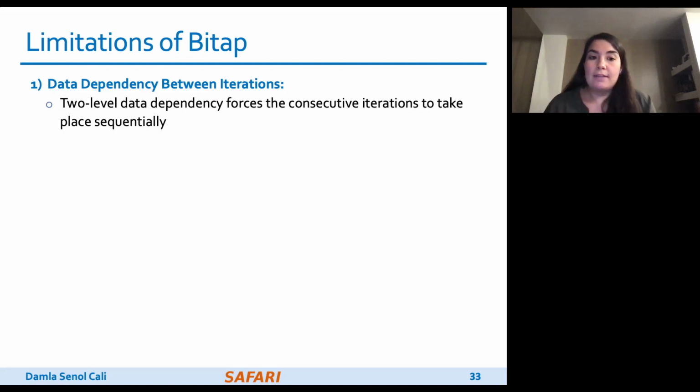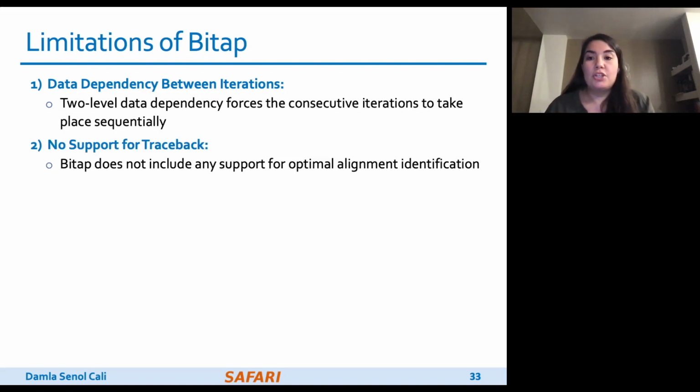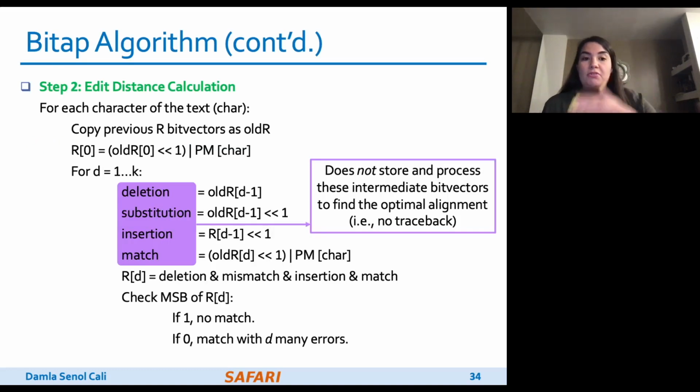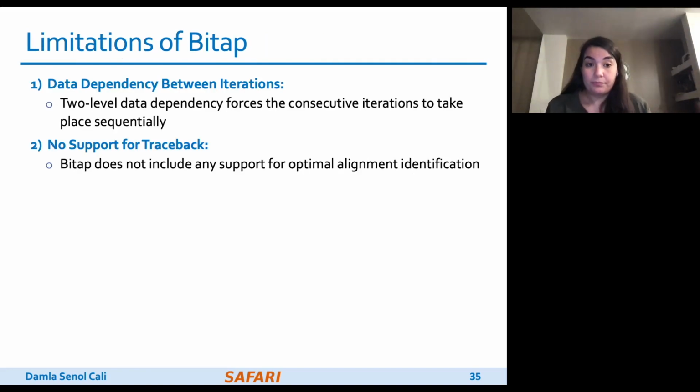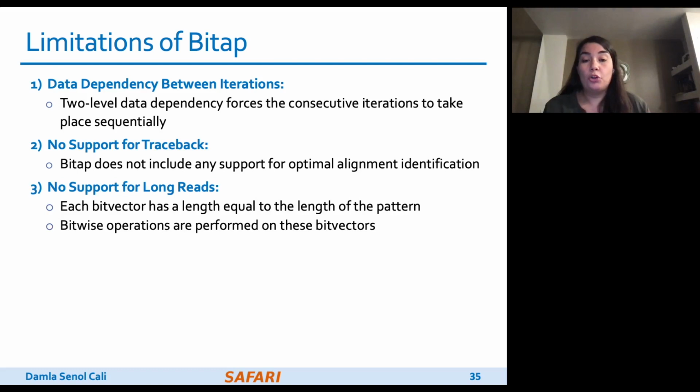So let's look at the second limitation of BiTAP, which is no support for traceback. So BiTAP generates these 4 intermediate bit vectors, deletion, substitution, insertion, and match, but they are not stored or processed with a traceback step to find the optimal alignment in the baseline algorithm. And also on top of these 2 algorithmic limitations, we find one more, which is no support for long reads.